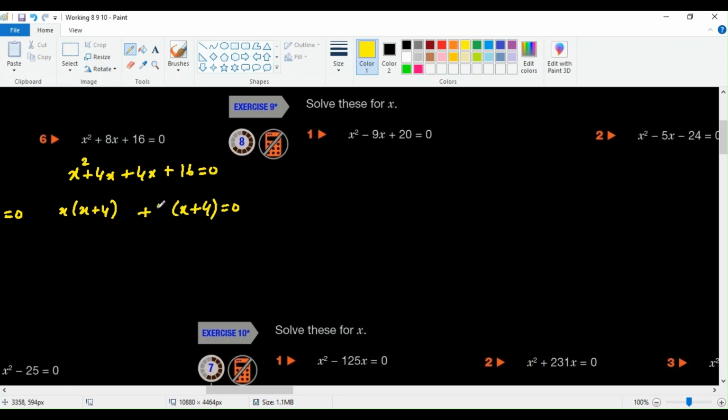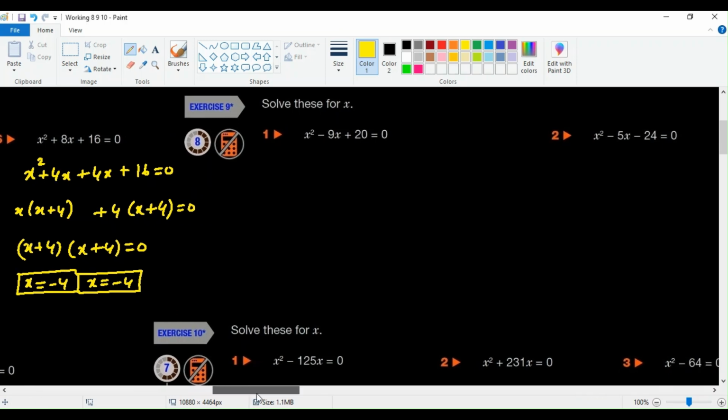Now look at the third one. It gives us plus 4. So x plus 4 in the first bracket and x plus 4 in another bracket equals 0. That means x plus 4 equals 0, so x equals minus 4. If you write it, once you get this one, you score full marks in the test.